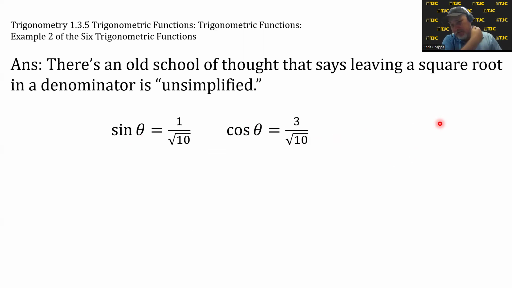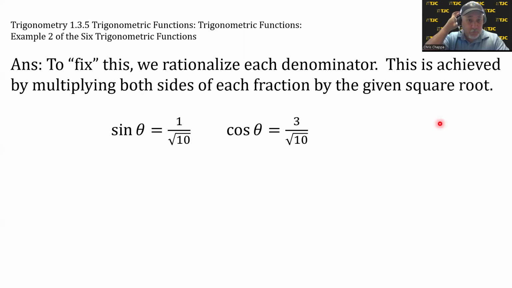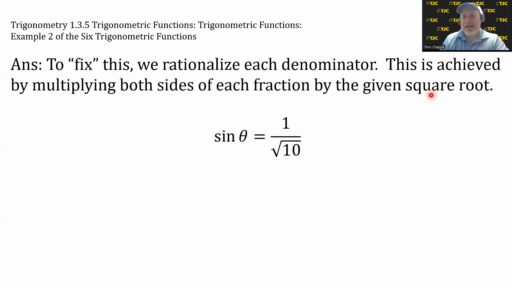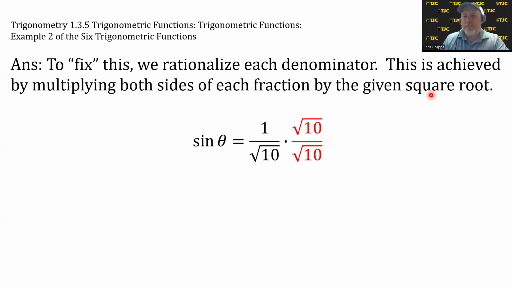There are some times where simplifying it doesn't really get you much, but your homework platform or your professor might require you to rationalize the denominator. So we're going to fix this by rationalizing the denominator. And the easiest way to achieve this is to multiply both sides of each fraction by the given square root. For example, let's take a look at sine of theta equals 1 over the square root of 10. What would happen if we multiplied both sides of this fraction by the square root of 10?